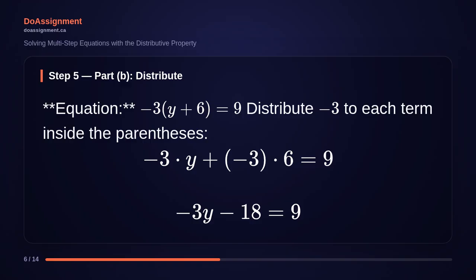Part B, we have negative 3 times the quantity y plus 6 equals 9. Distribute the negative 3. Negative 3 times y is negative 3y, and negative 3 times 6 is negative 18. The equation becomes negative 3y minus 18 equals 9.